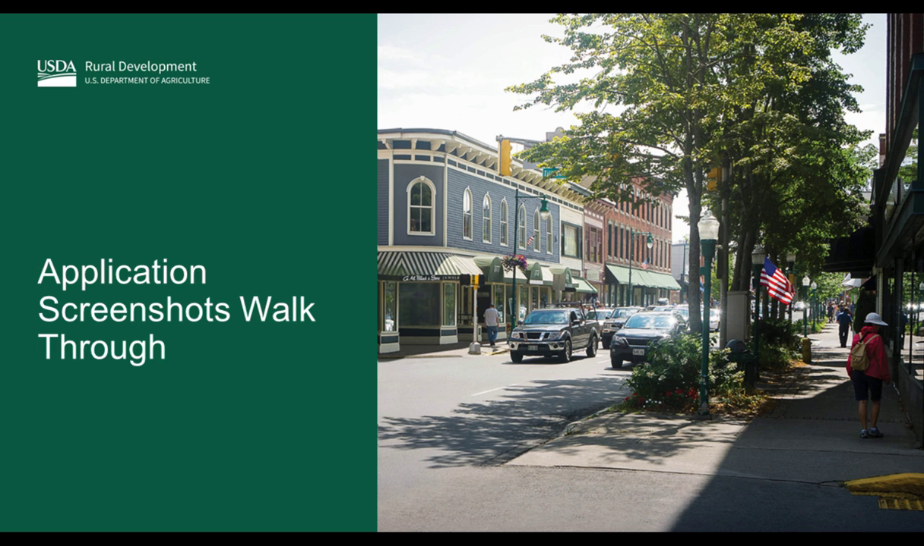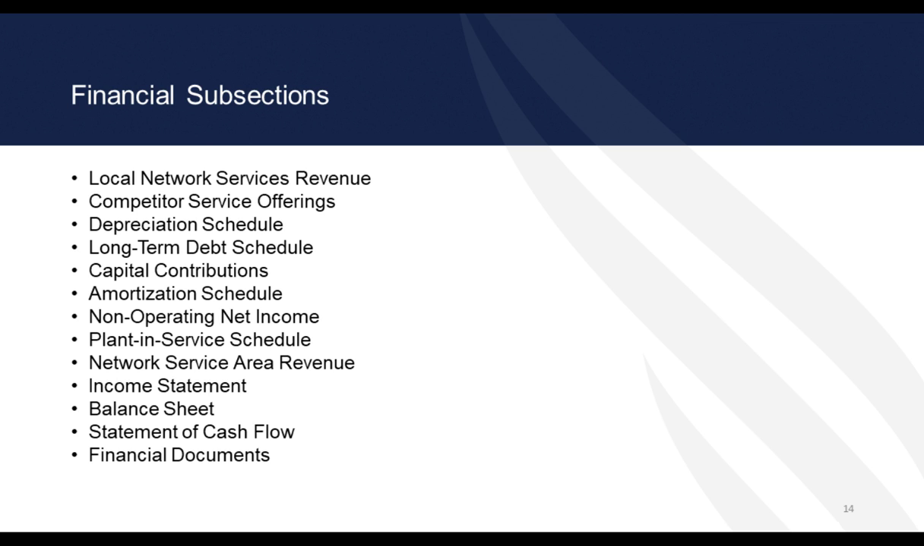In the second half of this presentation, I will walk through screenshots of some of the subsections within the financials section. As previously mentioned, applicants will be required to include pro forma projections in the RUS application system that includes an income statement, balance sheet, and statement of cash flows. To successfully prepare these financial statements, applicants must first complete and populate underlying schedules or subsections as applicable given the characteristics of the project and entity.